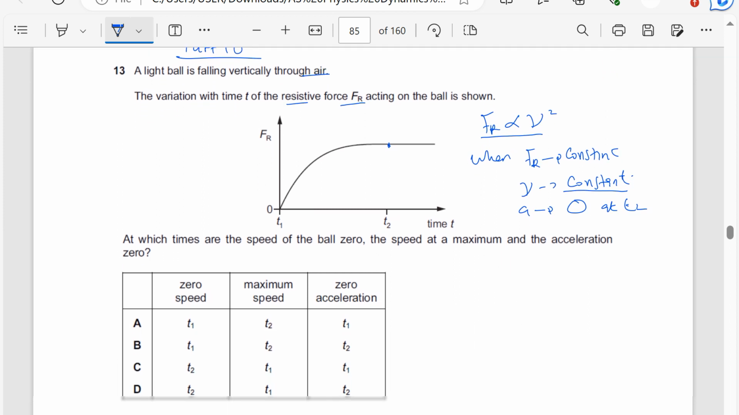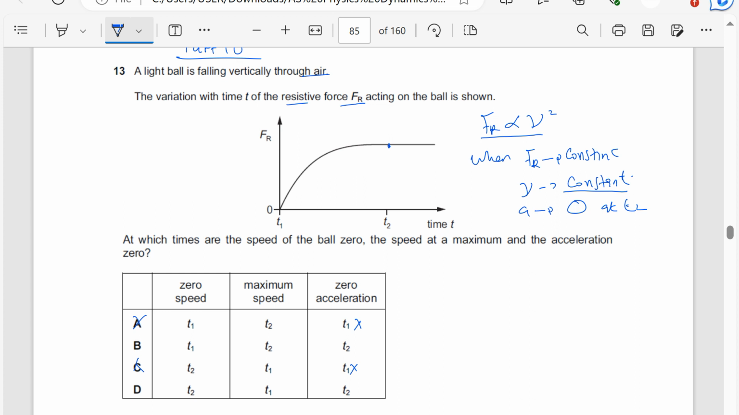So we can begin by that. Acceleration is 0 at t2. So we eliminate this point where we have t1. And at t2 the speed is constant, so the acceleration is 0. So that is going to be terminal velocity.